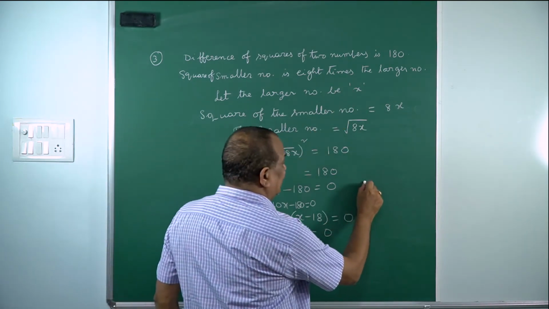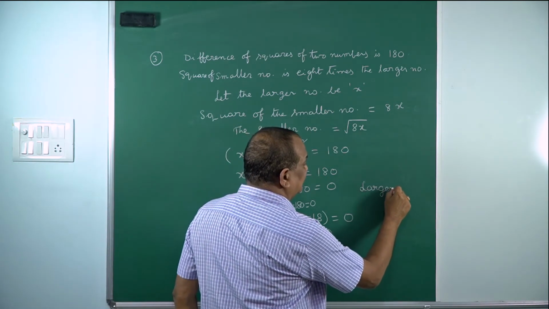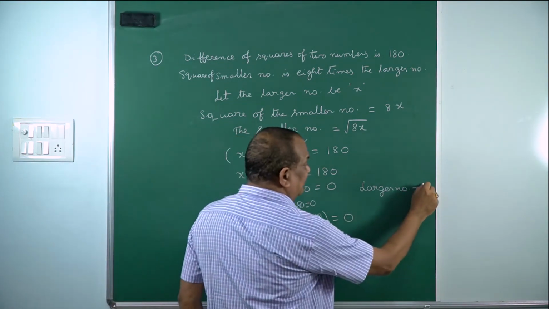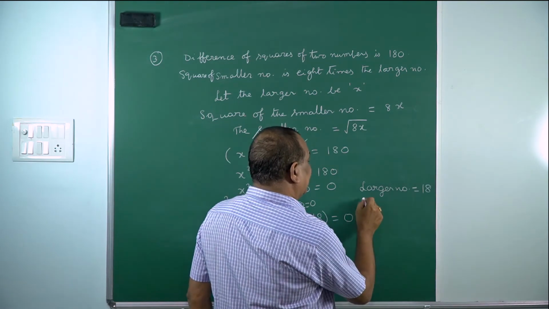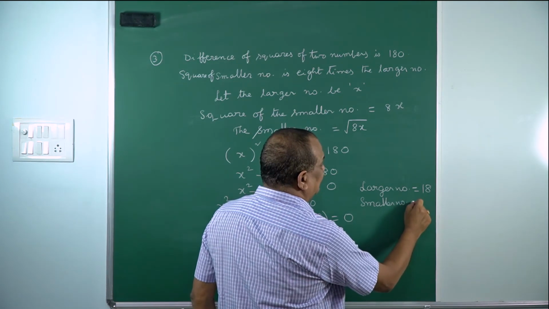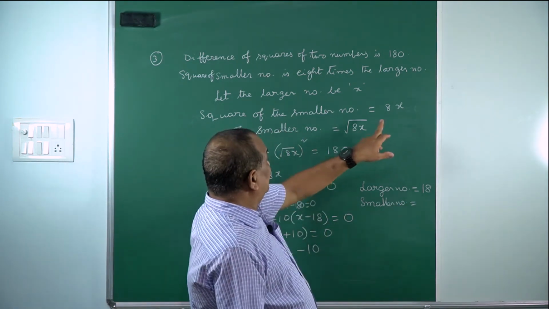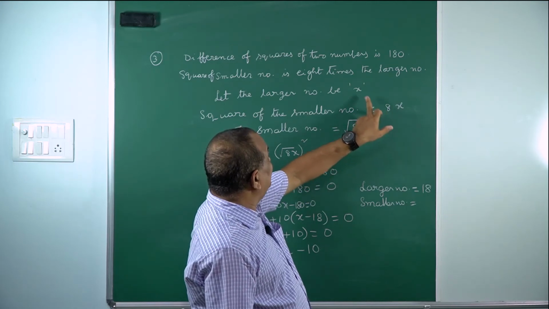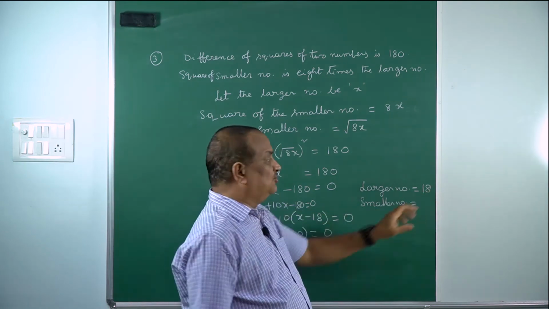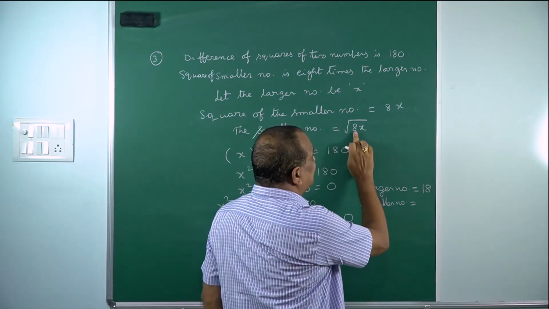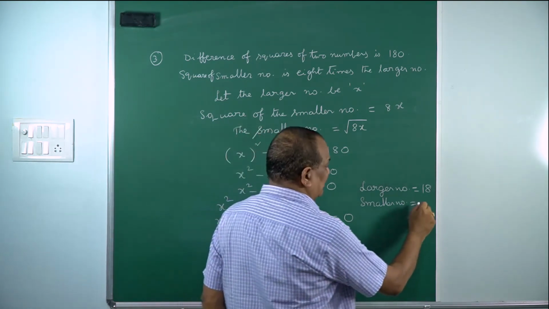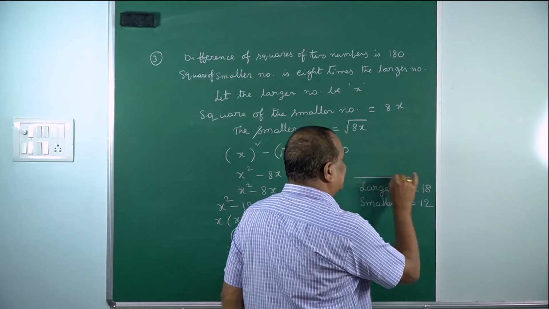I write here larger number is equal to, what is the value of x you got? 18. Okay, smaller number. Smaller number is, you look at this one, 8 times the larger number is the square of the smaller number. 8 times 18 you take, or root 8x. 8 times 18, 144. Square root of that is 12. So these are the numbers.